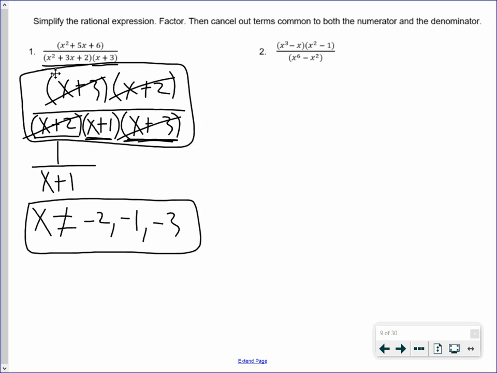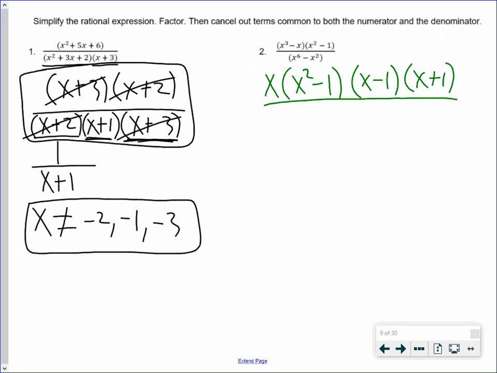And now for number 2, we have x cubed minus x times x squared minus 1 on the top, all divided by x to the 6 minus x squared. So we're going to factor out the top and the bottom. For the top, the x cubed minus x has a GCF of x, so I'm going to pull that out. And when I do, I'm left with x squared minus 1 on the top. And x squared minus 1 factors out into x minus 1 times x plus 1.